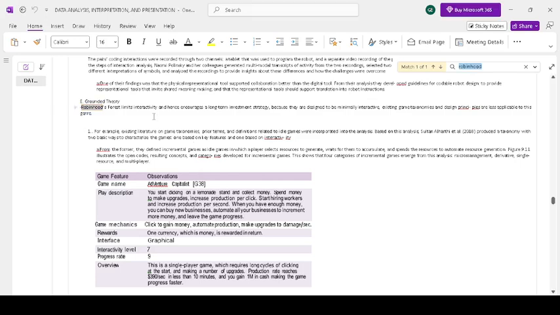Welcome back, everyone. So, we will continue with grounded theory, where we stopped in the previous video. Robin Hood's forest limits interactivity and hence encourages a long term investment strategy. Because they are designed to be minimally interactive, existing game taxonomies and design principles are less applicable to this genre.